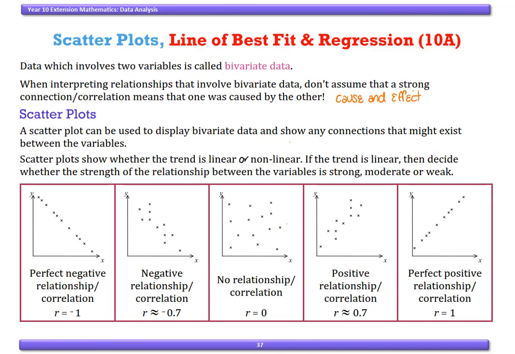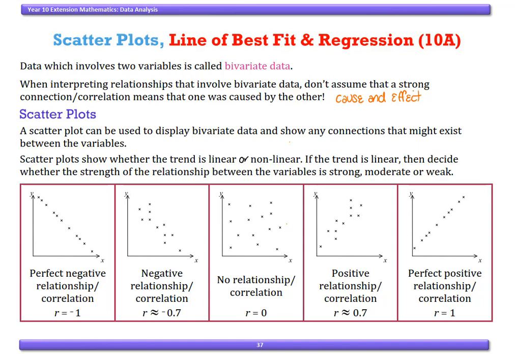So if I have a really long arm, yes, I may also be tall, but my long arm doesn't cause me to be tall. Okay, so just be careful when you're making interpretations or conclusions that you don't assume that one causes the other. Now let's look at scatter plots.